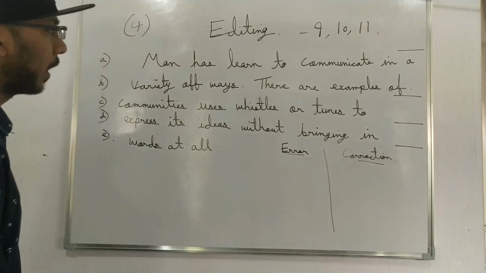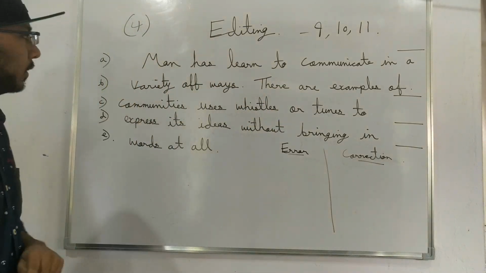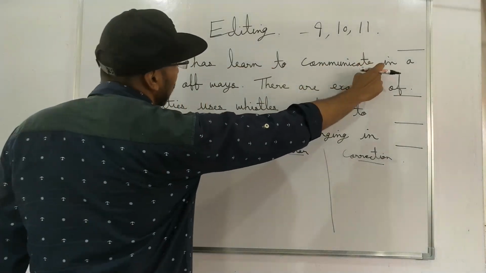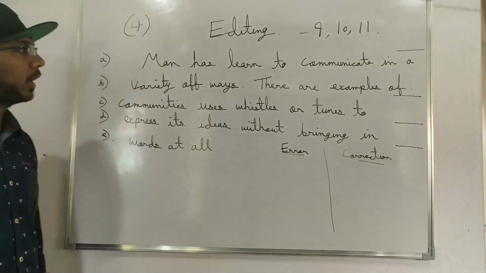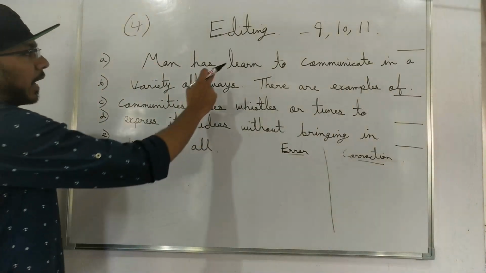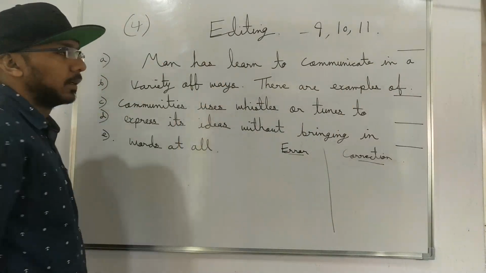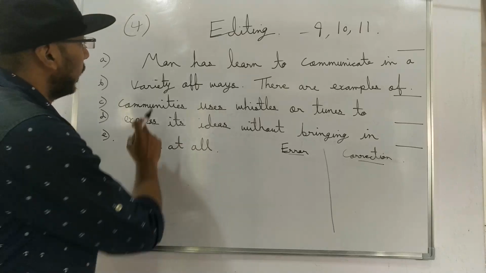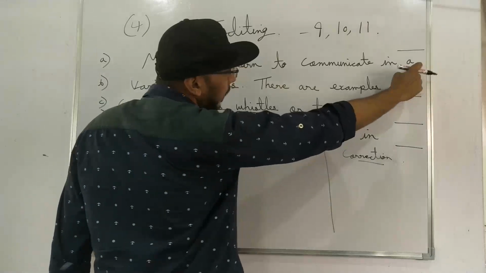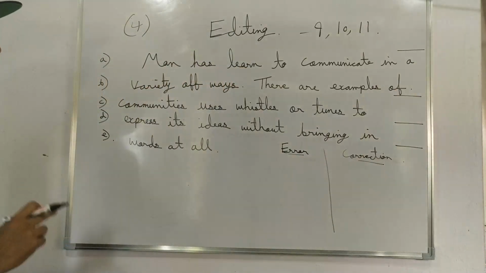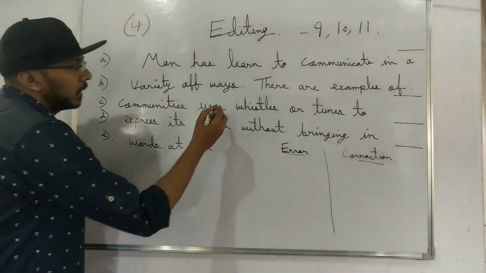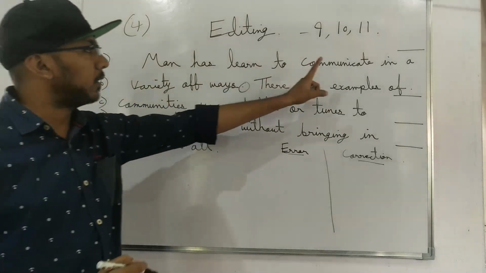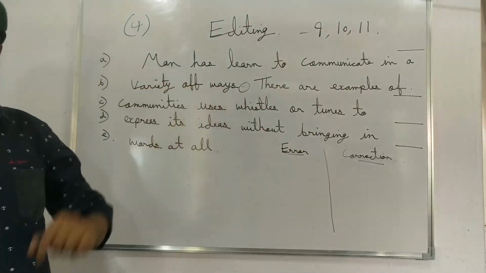Okay. So let's start. How to track errors. Man has learned to communicate in a. Now here we see the word learned and has, but we will read the complete sentence till a full stop. It doesn't matter where the line is ending, you will read the complete sentence till the full stop. So see, the first full stop is here. Okay. Man has learned to communicate in a variety of ways.